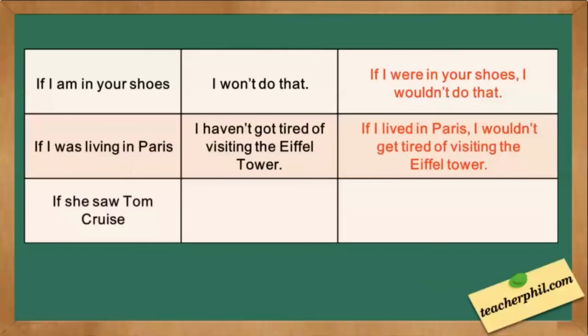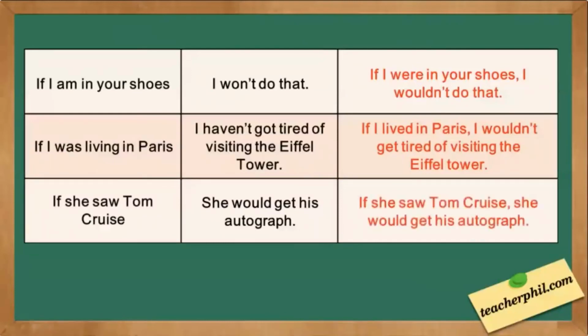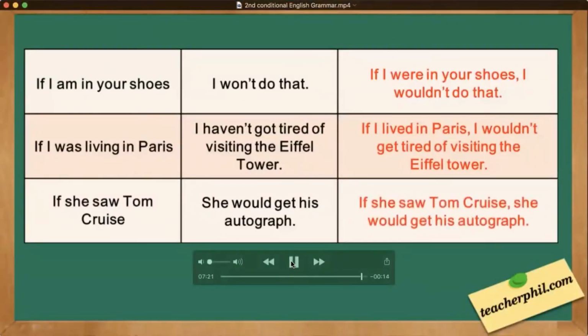And the last one: if she saw Tom Cruise, she would get his autograph. The correct answer is, if she saw Tom Cruise, she would get his autograph. The if clause, if she saw Tom Cruise, is in the past simple, so it is correct, and the result clause is, she would get his autograph. There is no need to change it. I think you have understood this one.